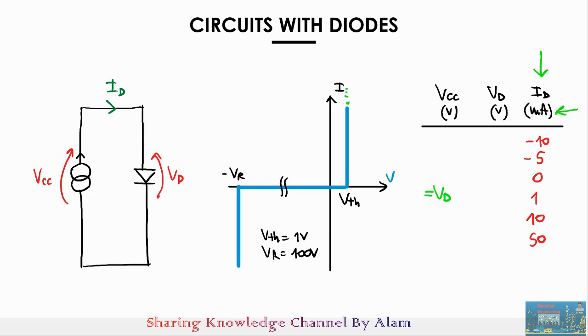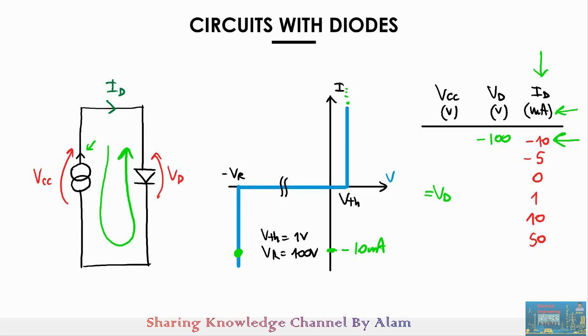Let's start with the first point here, minus 10 milliamp. Because the current is negative, that means that we have a 10 milliamp current going in the opposite direction of the arrow of the current source, which means that the current is going in this direction from the cathode to the anode of the diode. That means that the diode has to be in the breakdown region. Now, we don't know where minus 10 milliamp is in this scale. We can say that it's probably here, which will mean that the voltage across the diode is minus 100 volt, which is the reverse voltage of the diode.